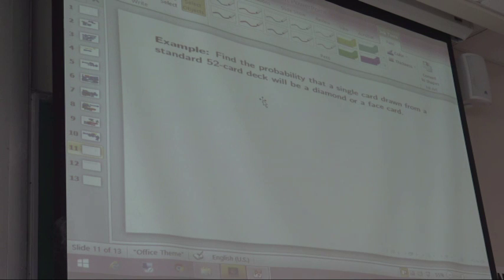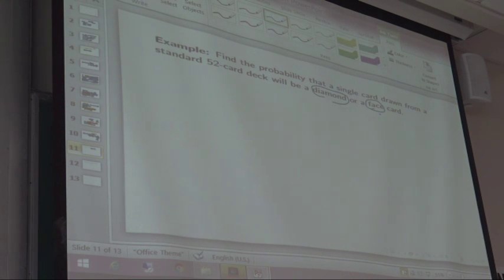Okay, let's continue. Now we're going to get a diamond or face. What is a face card? Jack, Queen, King, Ace. Four suits, so there's 16 total. No, ace is not a face card. The face cards are jack, queen, king, but not ace.